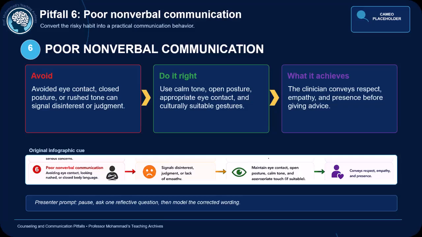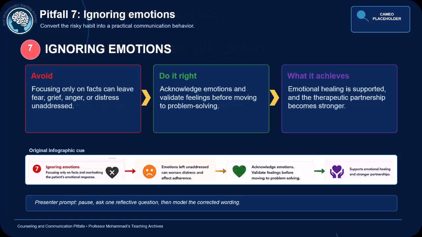The key is to show presence. Patients often notice whether we appear fully engaged before they process the details of our explanation. Respect, empathy, and trust are communicated not only through words, but also through the way we sit, listen, pause, and respond. Next slide, please. Ignoring emotions is a serious communication pitfall.